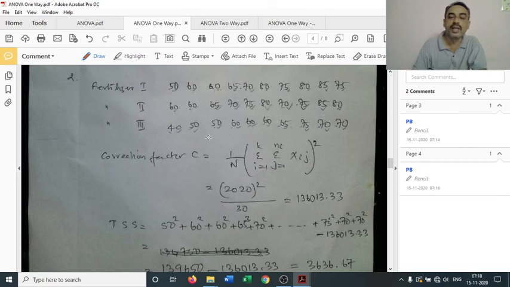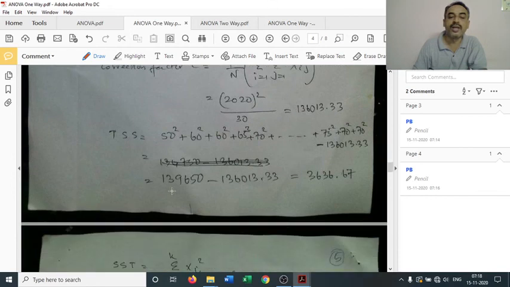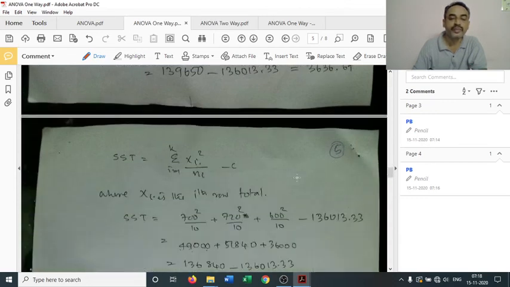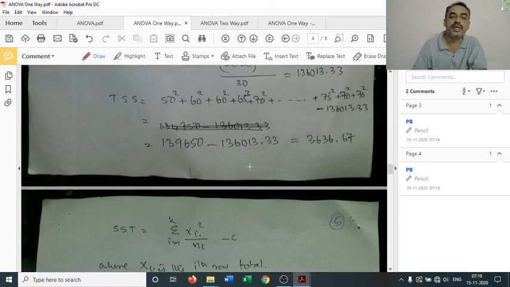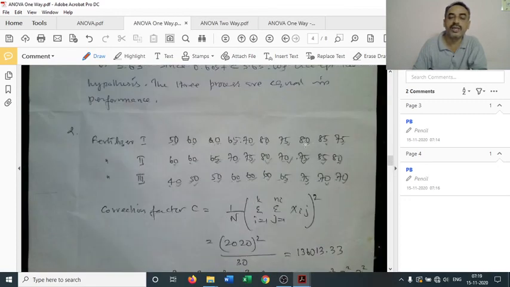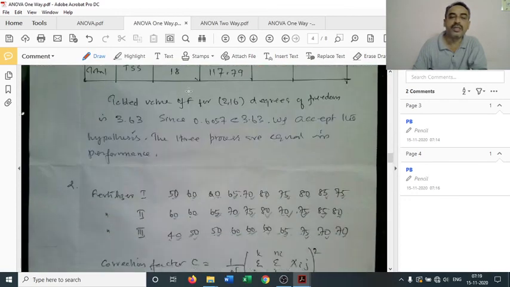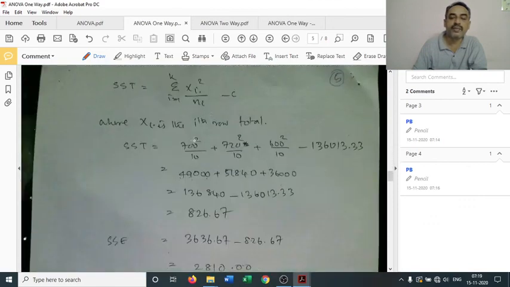Next is finding the total sum of squares, that is first finding squares of all these values, 50 square, 60 square, etc. The last entry 70 square, and it is 139650 minus 136013.33, which is 3636.67. So the next is the sum of squares due to treatments. It is obtained by the square of the sum of the ith row divided by the number of entries in the ith row. Here we have 10 observations in each row, and their totals are found here, that is 700, 720 and 600.